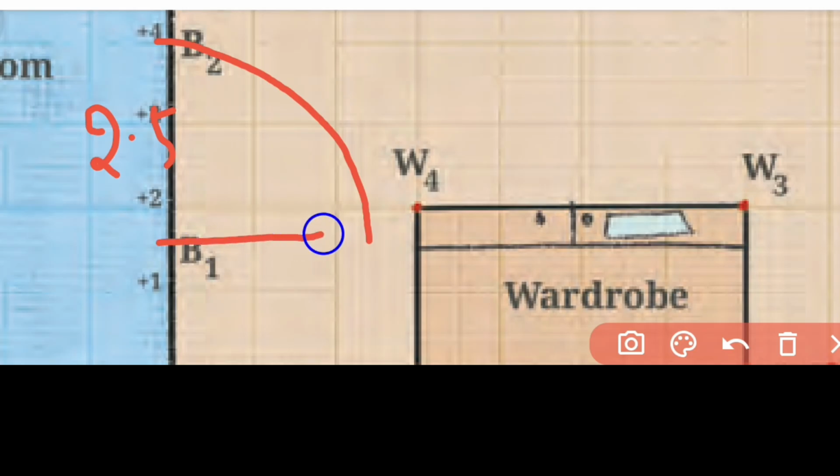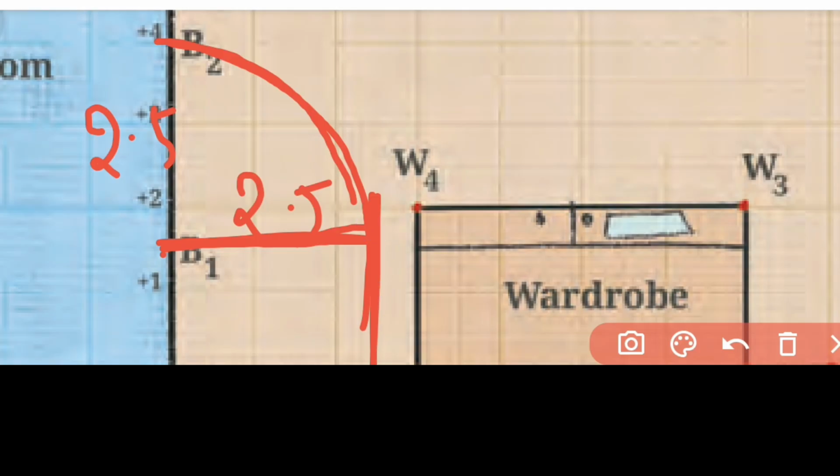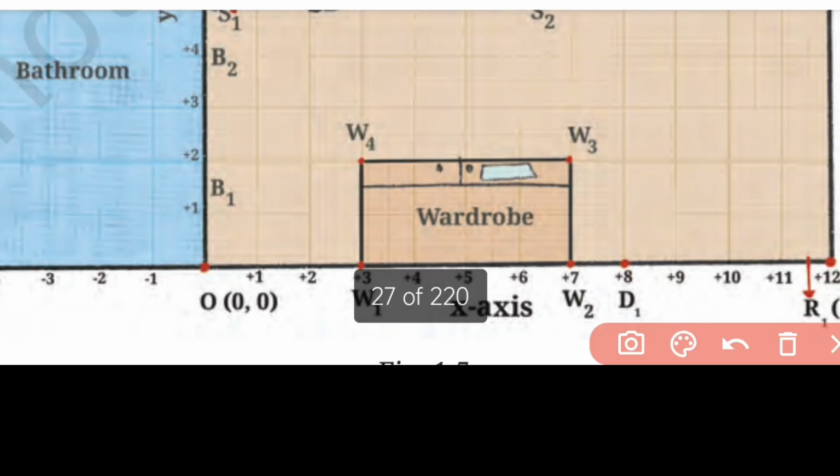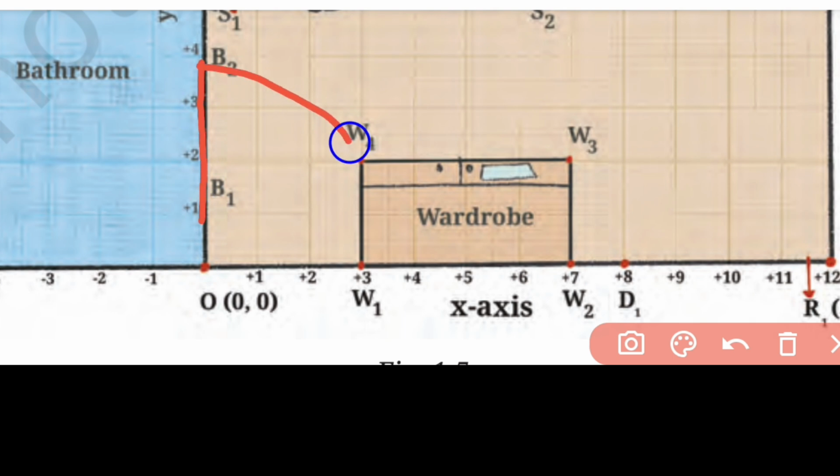So it is in the shape of an arc whose radius is 2.5. Now if we check the distance from B1 until here, it is 2.5, and clearly we can observe that a small gap is between the wardrobe and this door. So here it won't touch the wardrobe. Are there any changes you would suggest if the door is made wider? If the door is wider than this, for example like this, it will definitely hit the wardrobe. So it should not be wider.